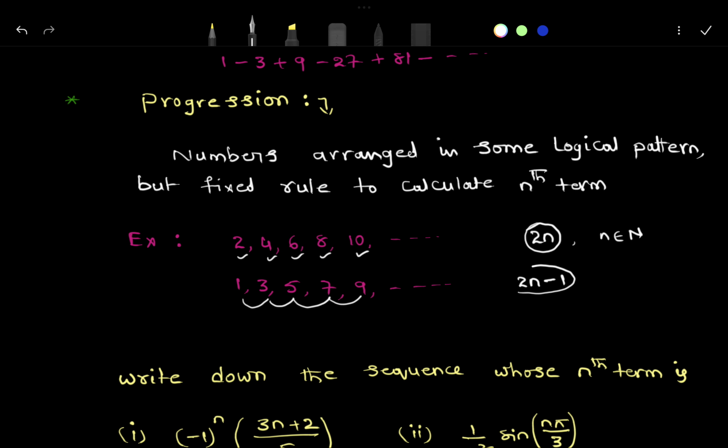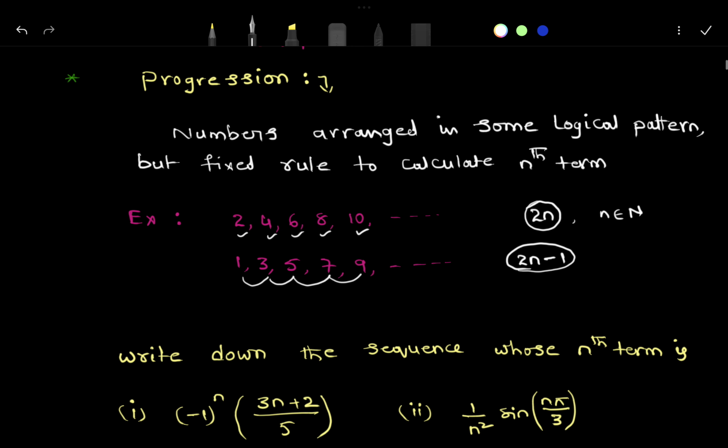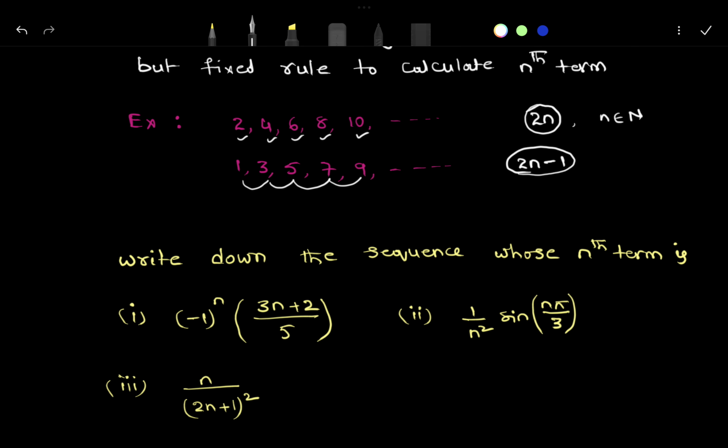Okay, so what is the definition of a progression? The numbers arranged in some logical pattern, with a fixed rule to calculate the nth term. This is the progression. Now we will see some examples related to the above concepts.